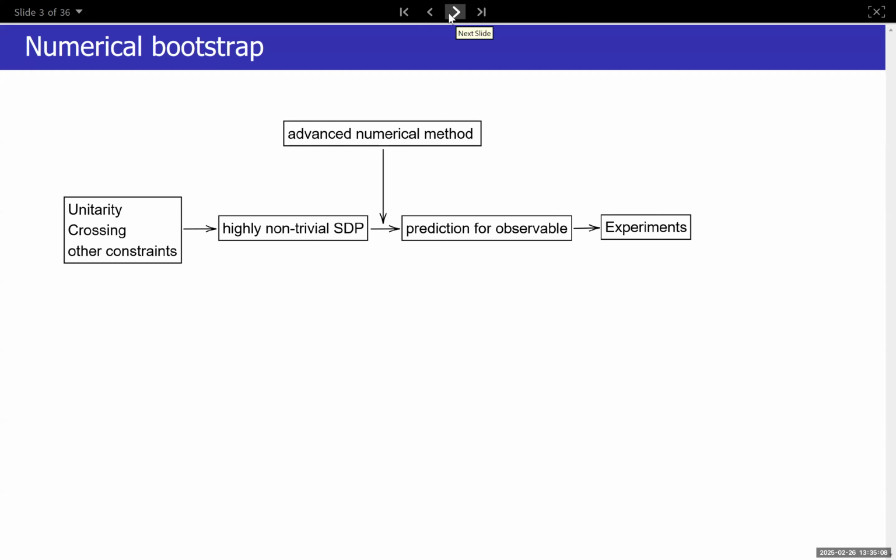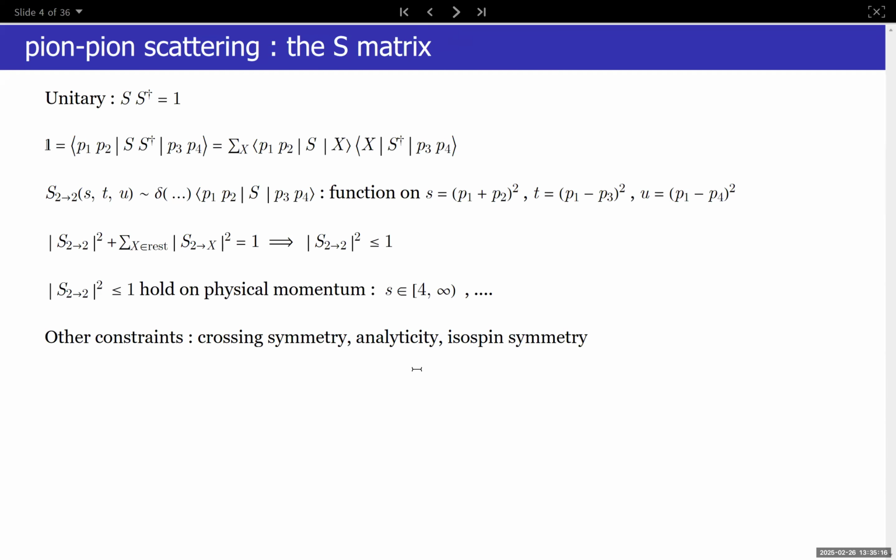So in this talk, I'm going to tell you how to apply the SDP method to study pion scattering. First, I will quickly tell you the basic idea and the main result. Then later I will tell you more technical detail. So the basic idea is that let's first think about unitarity. Unitarity is S S dagger equals 1. How does this affect the S matrix?